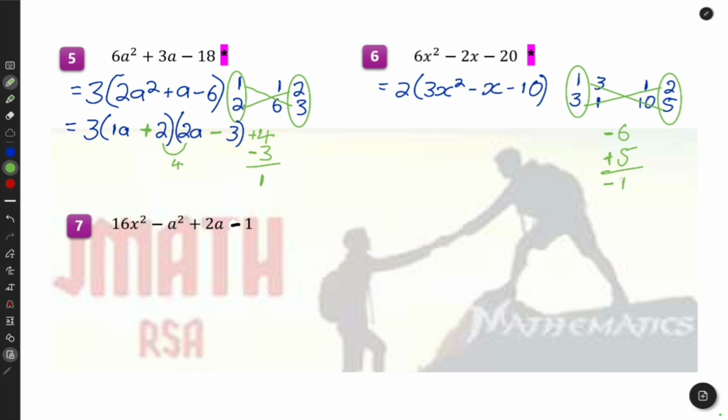Okay, so to write my brackets, I know the top 2 is going to be in the first bracket, so that would be 1x and a 2, and then the bottom 2 from my factor pairs would be the second bracket, so 3x and a 5.